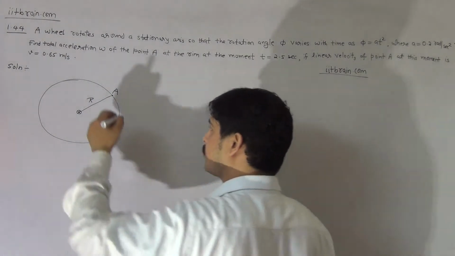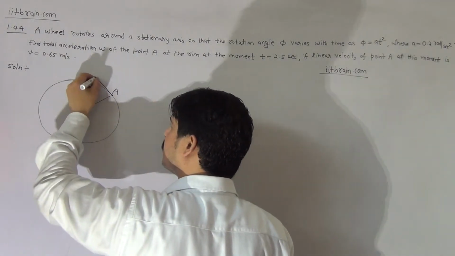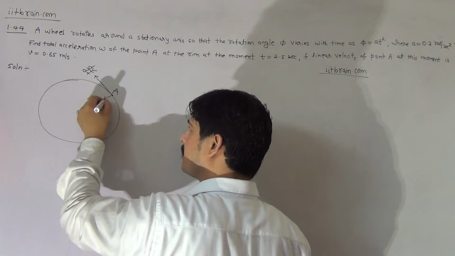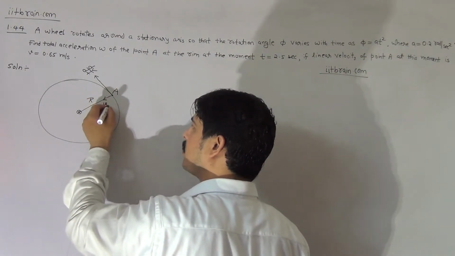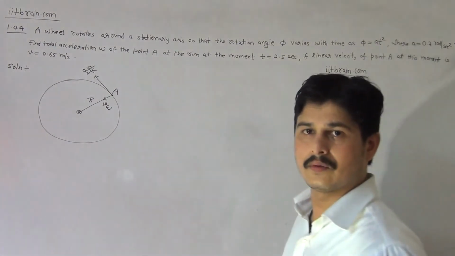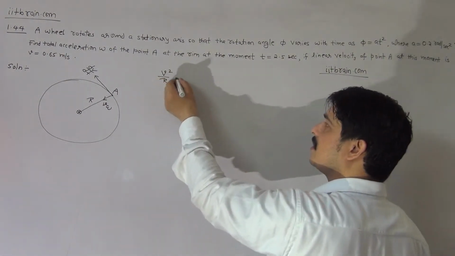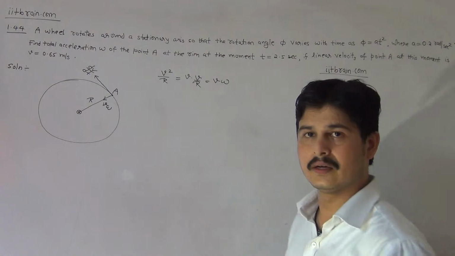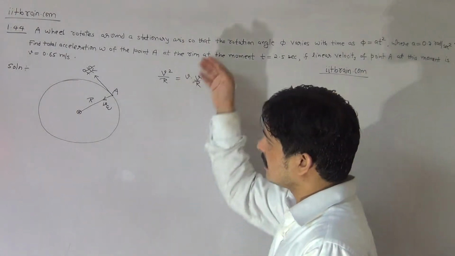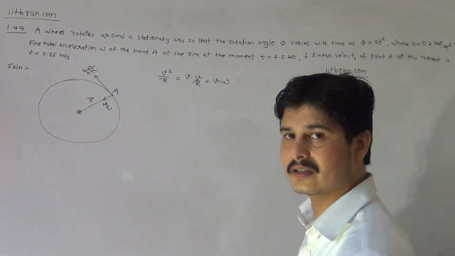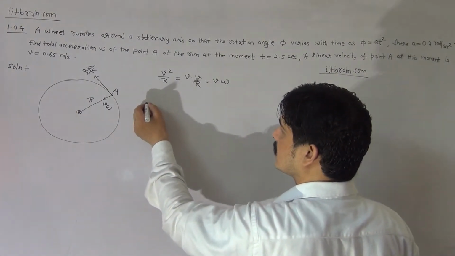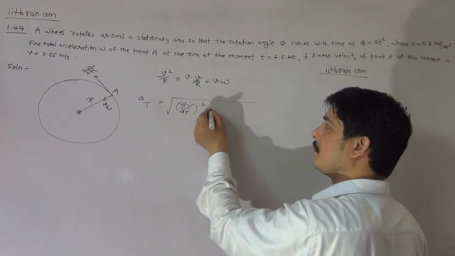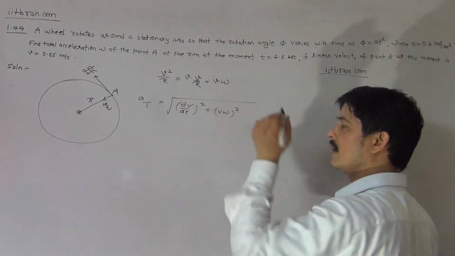As we always discuss in problems, a particle at any point has two accelerations. One is tangential, that is dv by dt, and the second is centripetal, that is v square by r, or directly can be written as v into omega, because v square by r is v into v by r and v is r omega. So if the radius is not given, we can directly calculate v omega as the centripetal acceleration. So the total acceleration of the particle, A total, is equal to root of dv by dt whole square plus v omega whole square.